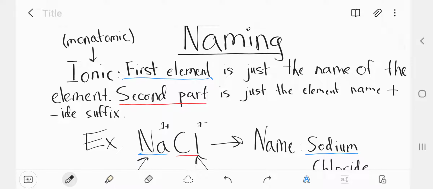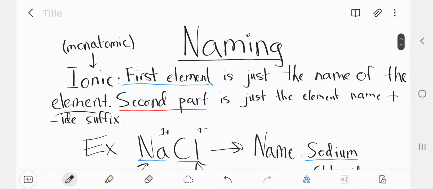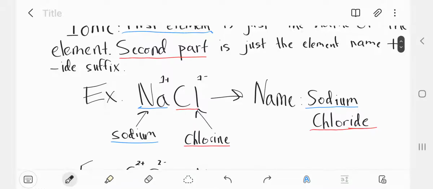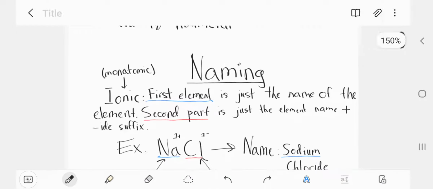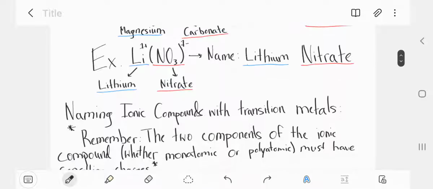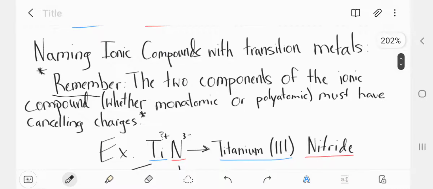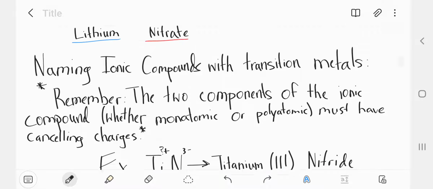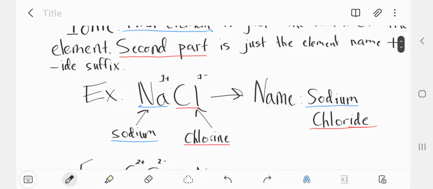In these, and in general for ionic bonds, you're just going to want to keep the first element as simply the name of that element. For the second part of the name, you're just going to want to put the element name and the "-ide" suffix, and that's basically it. Another key pointer about naming ionic compounds, listed here: remember, the two components of the ionic compound, whether monatomic or polyatomic, must have canceling charges. In other words, the charges in an ionic bond must cancel each other out.